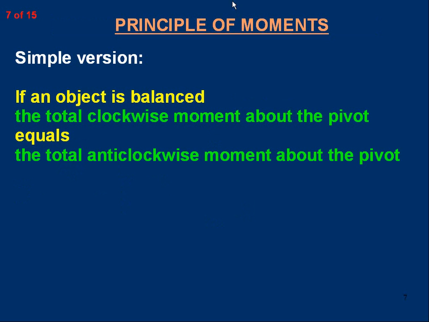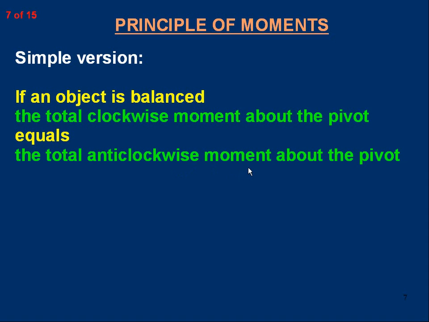Now, what is the principle of moments? Well, I'm going to give you a very simple version first of all, and then a more sophisticated version in a minute or two. Here's the simple version. If an object is balanced, the total clockwise moment about the pivot equals the total anti-clockwise moment about the pivot. I hope that is common sense.